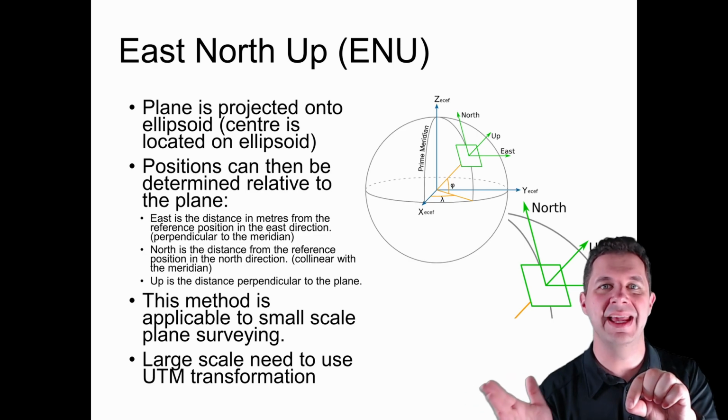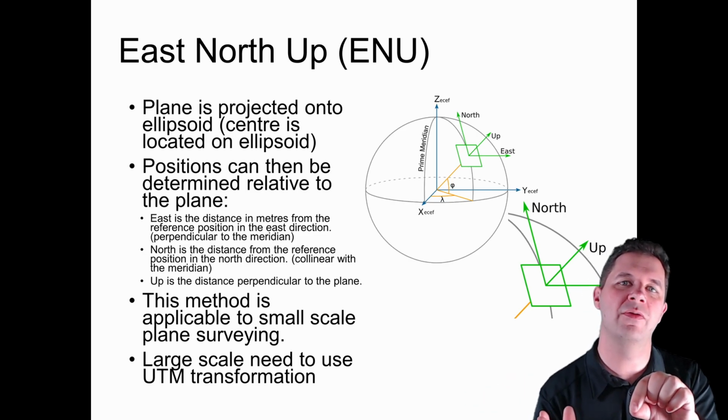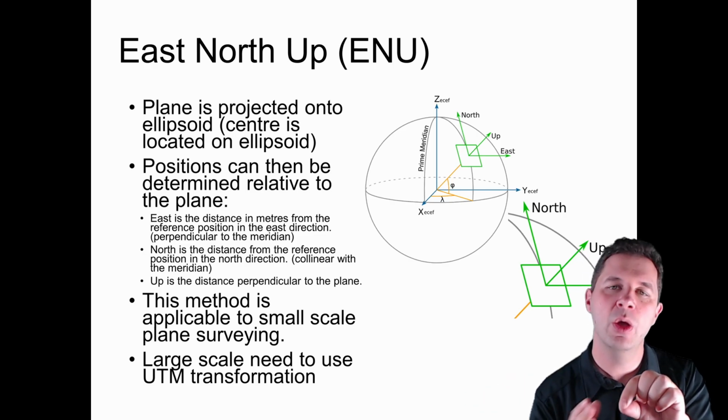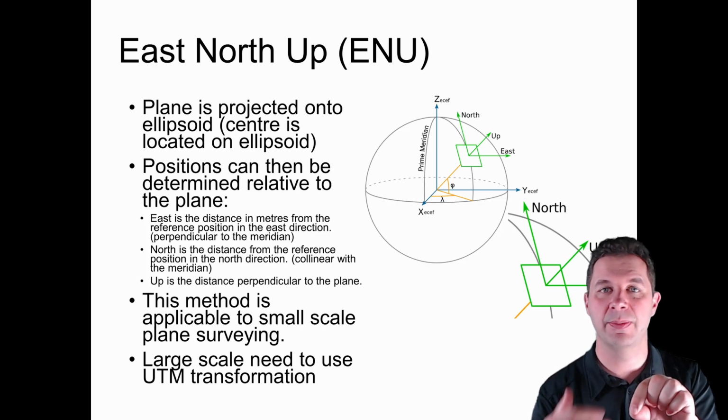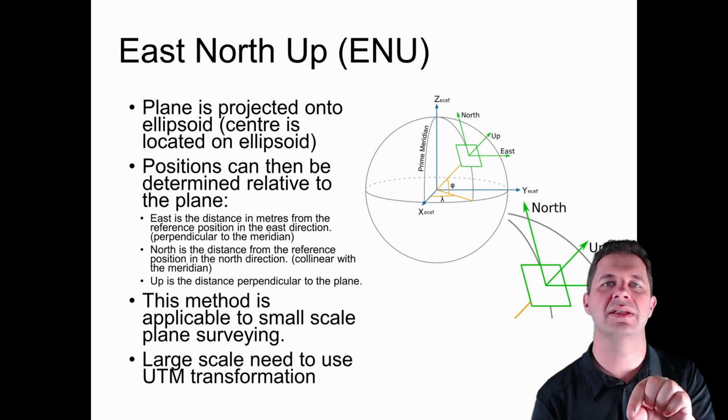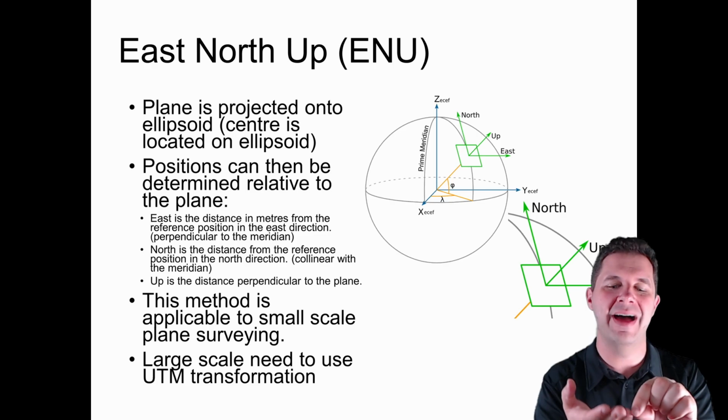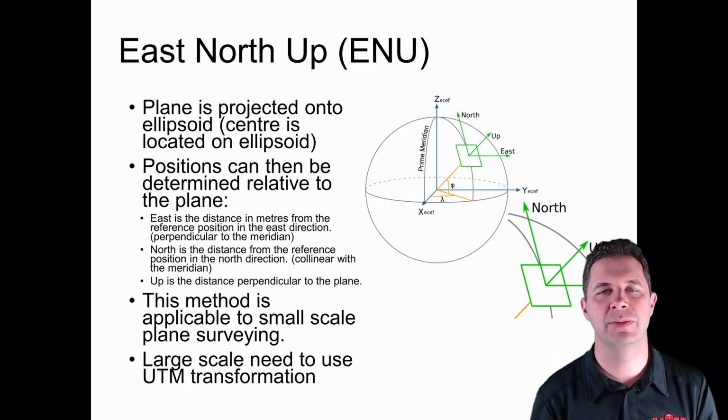So if we go in an east direction, it will be a positive value. If we go in a west direction, it will be a negative value. We specify how far north we go from that. So if we go north, like north 2 kilometers, it's a positive value. If we go south, it's a negative value. And then we specify how far up we go off that ellipsoid plane.